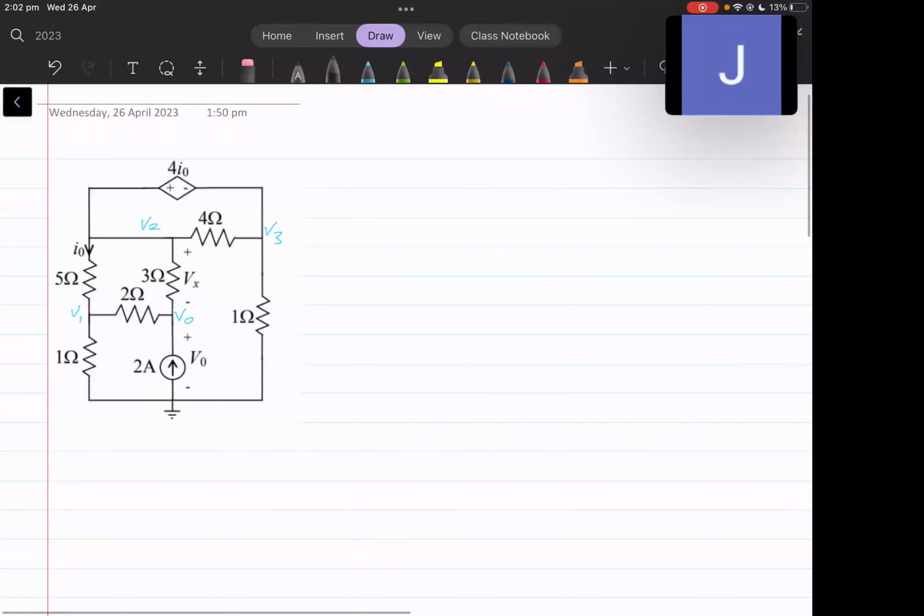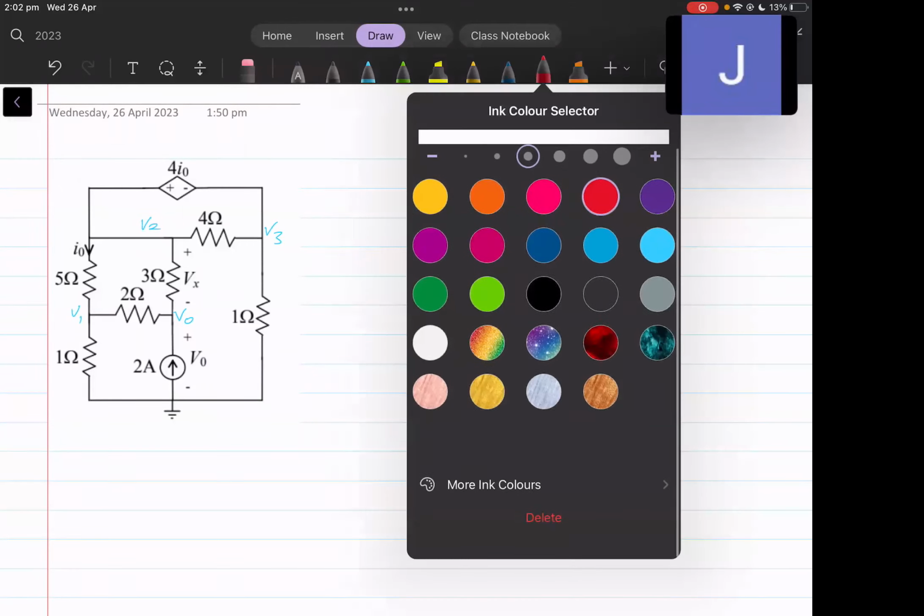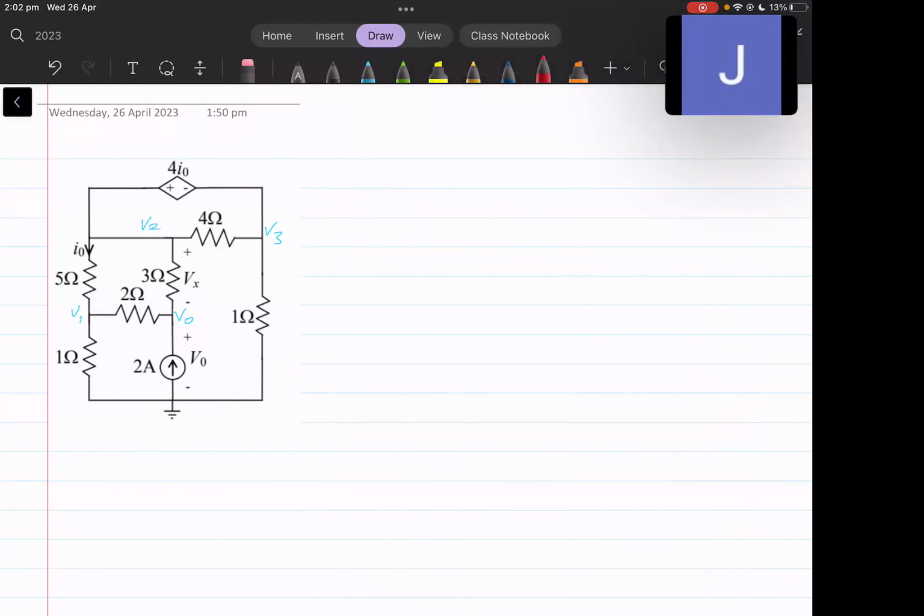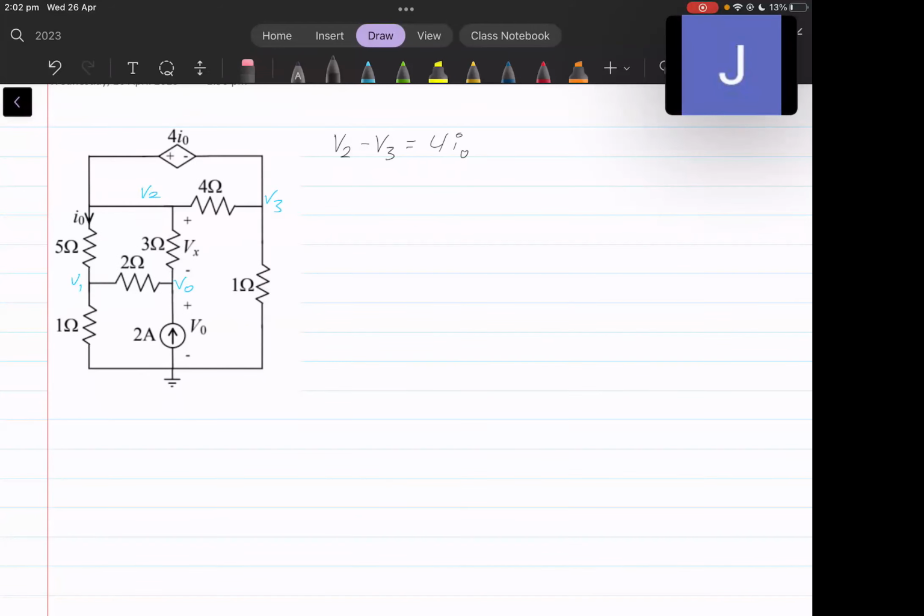Before we start with that, I'll just point out this is a voltage source up the top, right? When we have two nodes separated by just a voltage source, we can actually make a supernode. So we'll start with that equation. All we have to do is say V2 minus V3 is equal to 4I. And then we'll start with the nodal analysis.